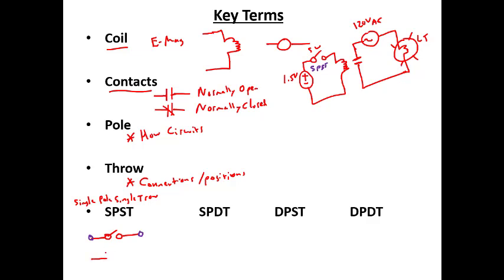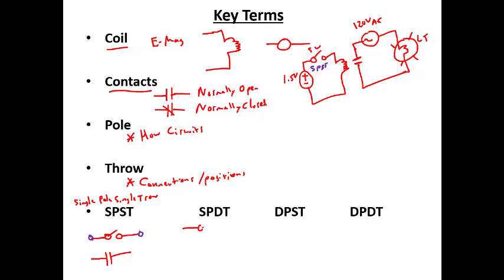If we were drawing it as a relay contact, it would look like this. This would be a single pole, single throw switch. So it can break one circuit, and it only has one position on the circuit. The next one we'll look at is a single pole double throw.